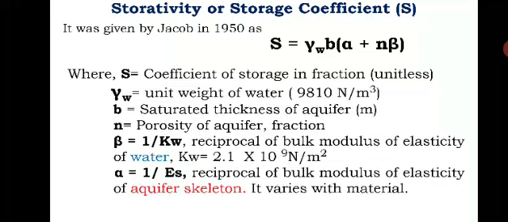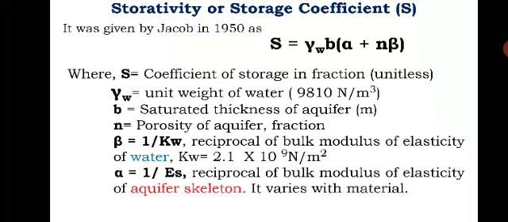Then what is alpha and beta? Here beta stands for 1 upon kW. 1 upon kW is what? The reciprocal of the bulk modulus of elasticity of water. The value of kW is 2.1 into 10 raised to 9 Newton per meter square, and beta is 1 upon kW, that is 1 upon 2.1 into 10 raised to 9 Newton per meter square. That is the value of beta.